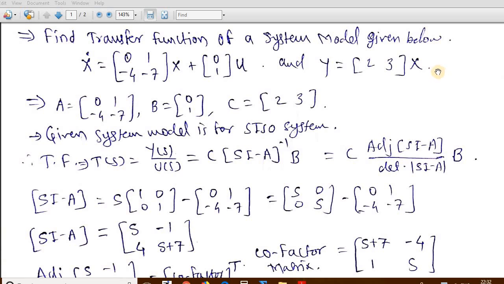Hello friends, now we'll see how to derive the transfer function from a given state model. So this is the problem: find the transfer function of the system model given below.